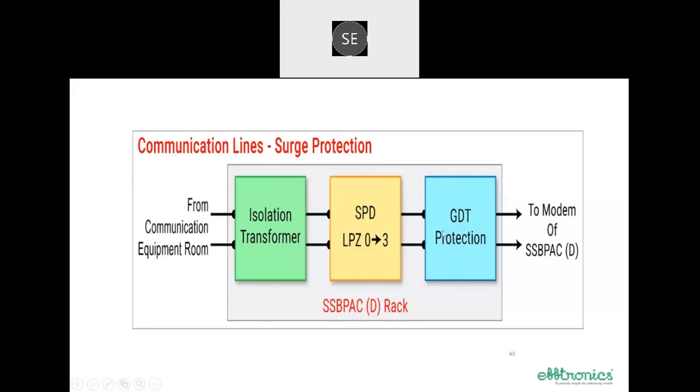So for communication, there is three-stage protection for a copper cable. So galvanic isolation is there, surge protection is there, and another level of surge protection, before applying to the modem of SSBPAC or block instrument.